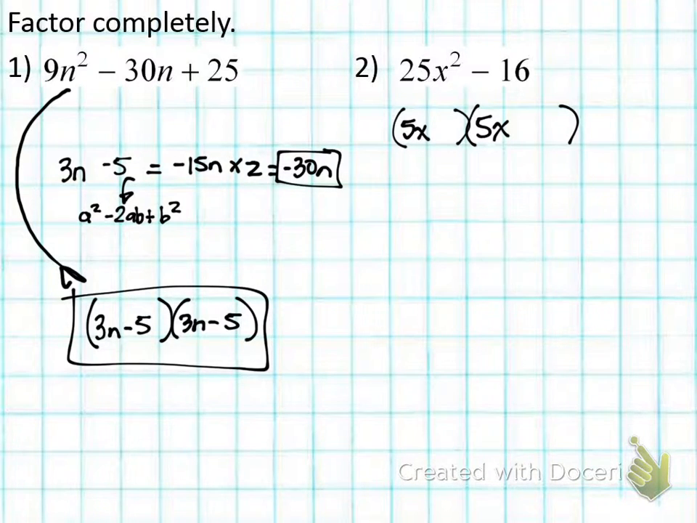Square root of 16 is 4. Since there are only two terms with just a negative sign in the middle, I know I could use this formula. We're just going to put a plus sign here and a minus sign here, and then you're done. Right? Because this is the pattern.